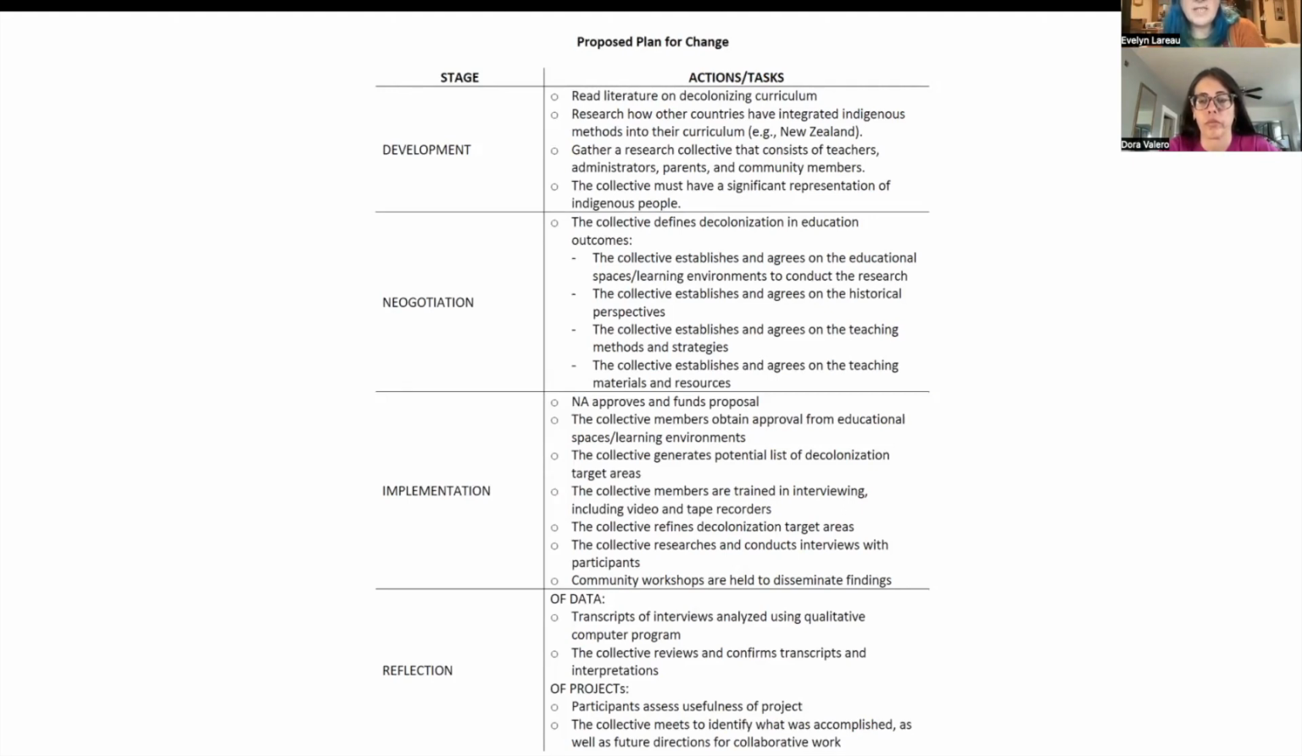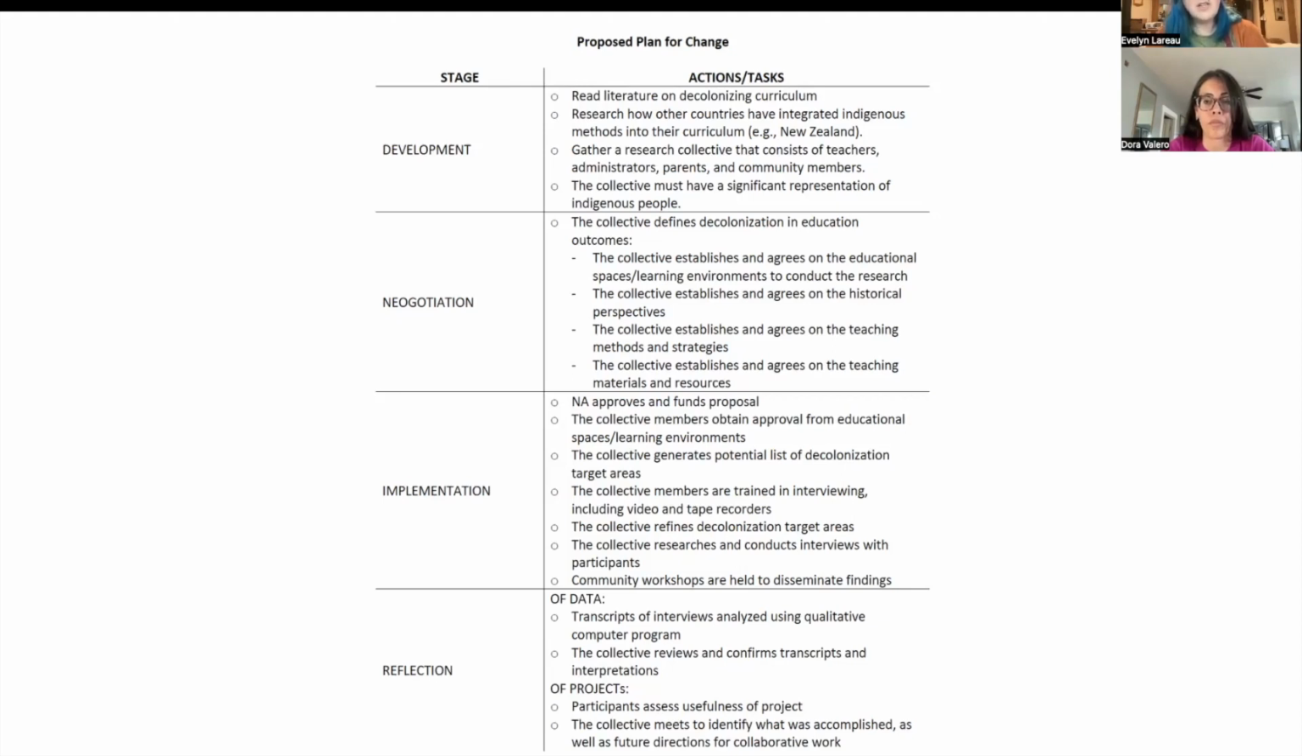So within the whole development stage, we need to read lots of literature about decolonizing curriculum, make sure that everything has been done or we're knowledgeable about all different elements of it, research how other countries have integrated indigenous methods into their curriculum. Then we need to gather a research collective that consists of teachers, administrators, parents, community members, and again, I'm adding tribal members to this. And specifically, because I am diving into the topic of decolonization, I need to make sure that there is a significant representation of indigenous people on my committee.